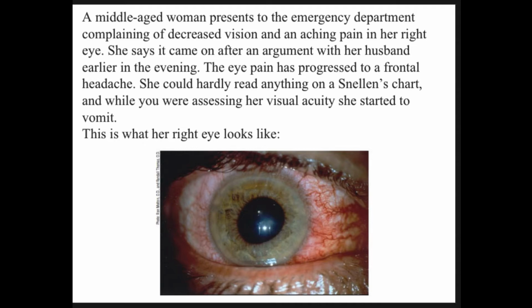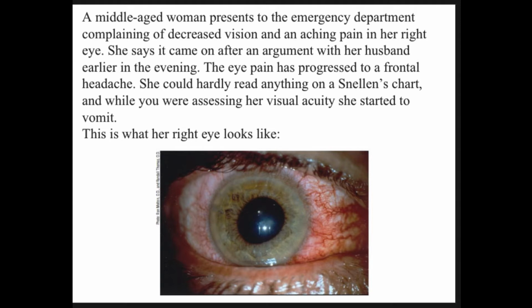Okay, all right. So the next question is, a middle-aged woman presents to the ED complaining of decreased vision and an aching pain in her right eye. She says it came on after an argument with her husband, of course, right? Earlier in the evening, the eye pain had progressed to a frontal headache. She could hardly read anything on a Snellen's chart, and while you were assessing her visual acuity, she started to vomit. This is what her right eye looks like.